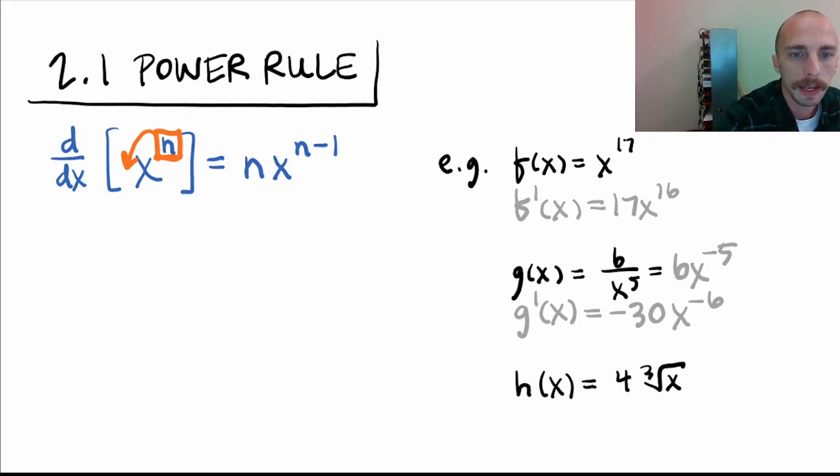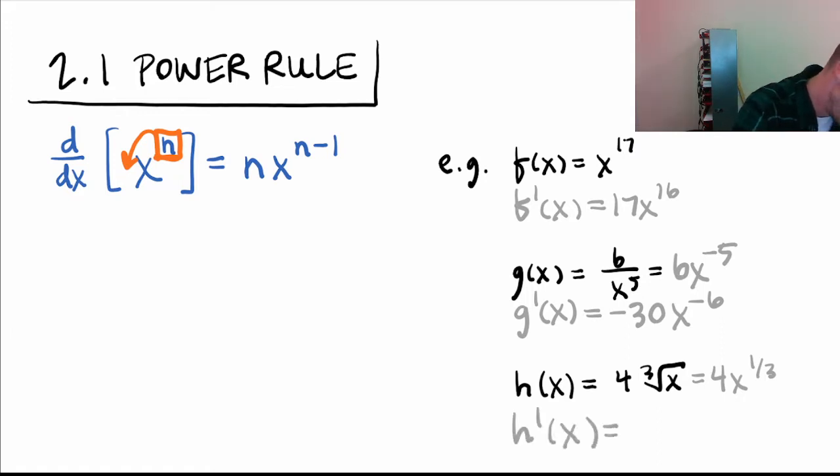And then h of x, this is a radical. I don't really have a radical rule, we just have a power rule. So we're going to write that cube root as a power of x, and that's going to be 4x to the 1/3 power. Then when I take the derivative using the power rule, I'm going to multiply the 1/3 by 4, and I'm going to subtract 1 from the power. 1/3 minus 1 is like 1/3 minus 3/3, which is negative 2/3. And that's the power rule.